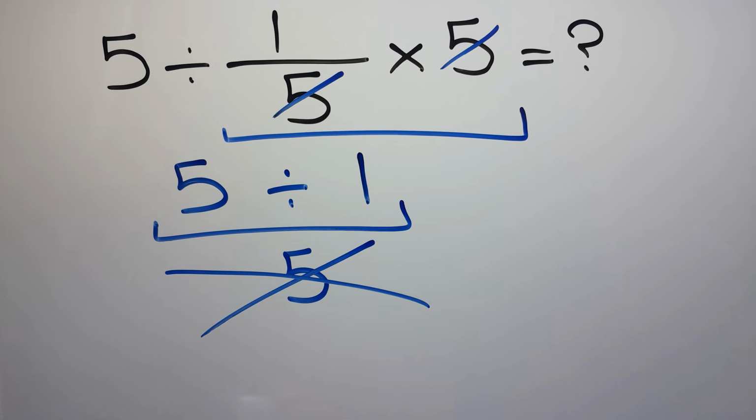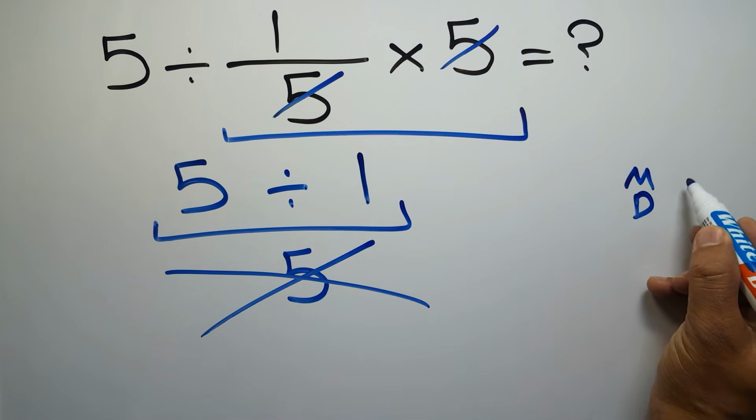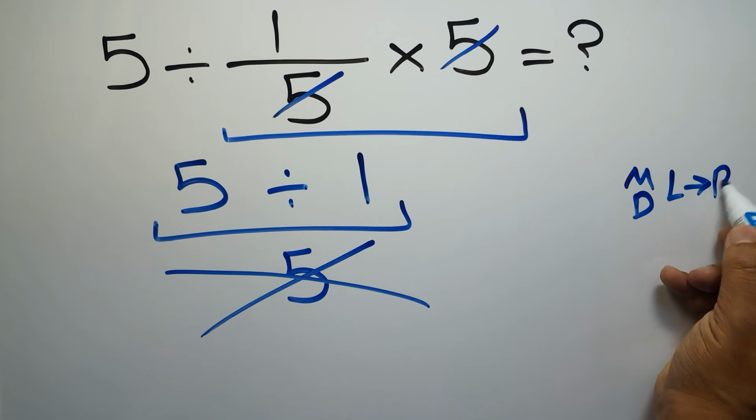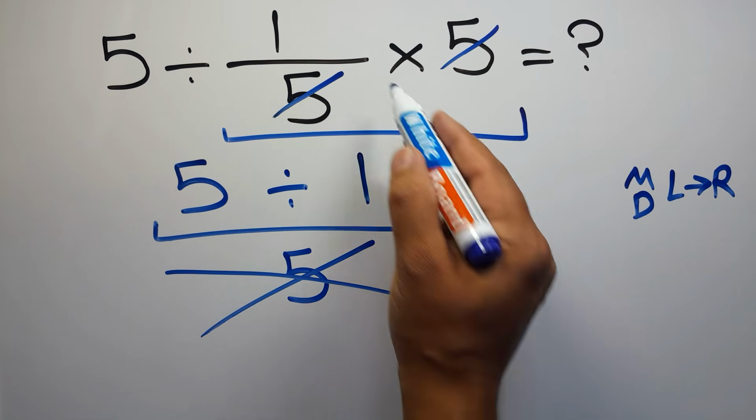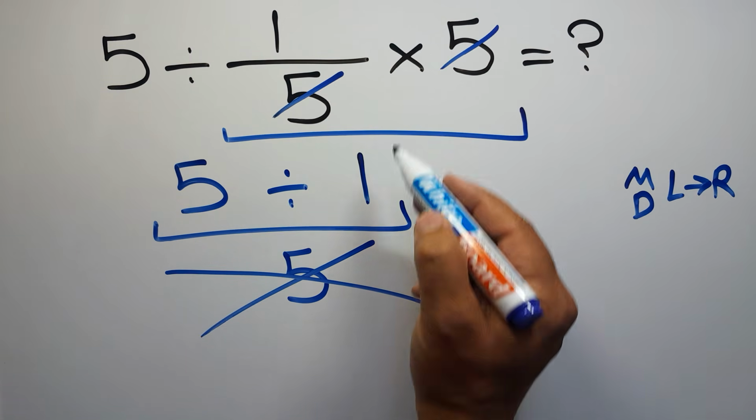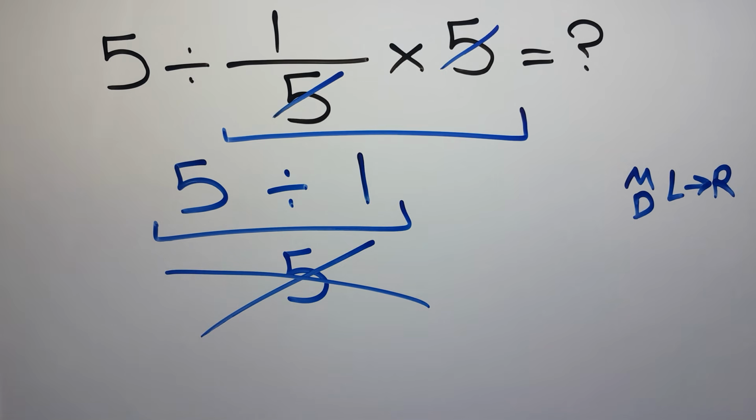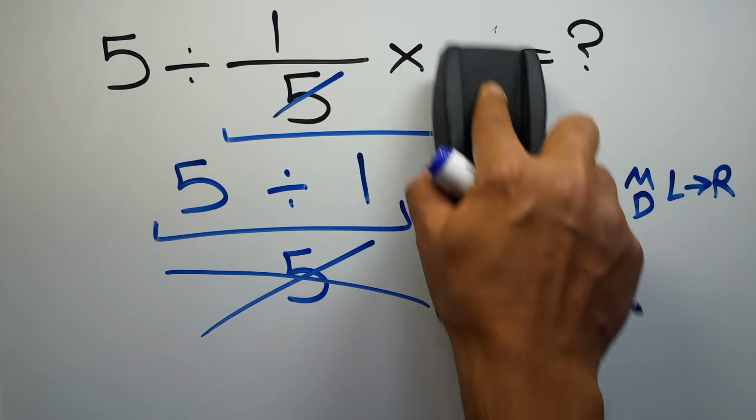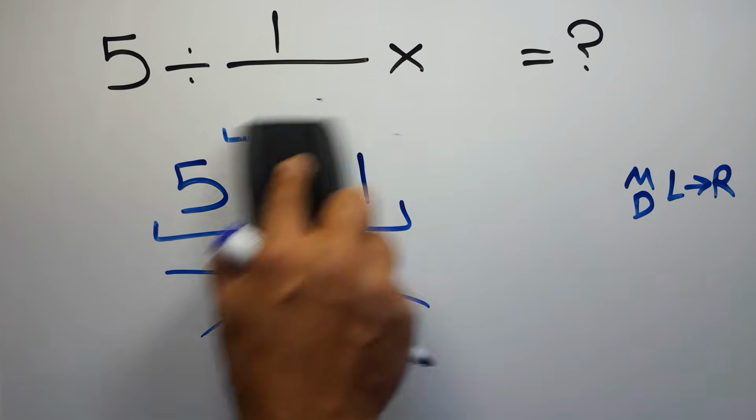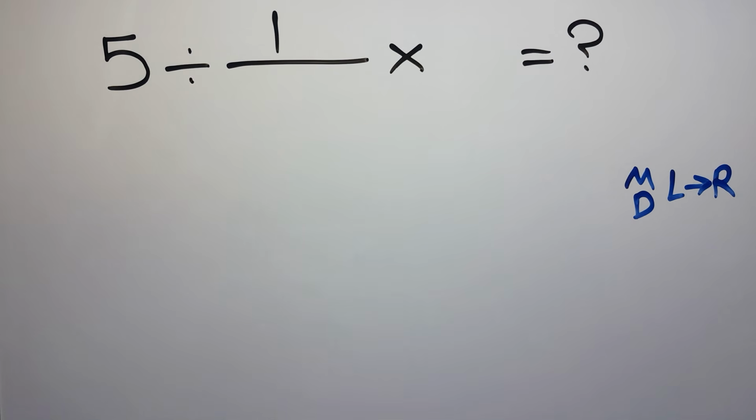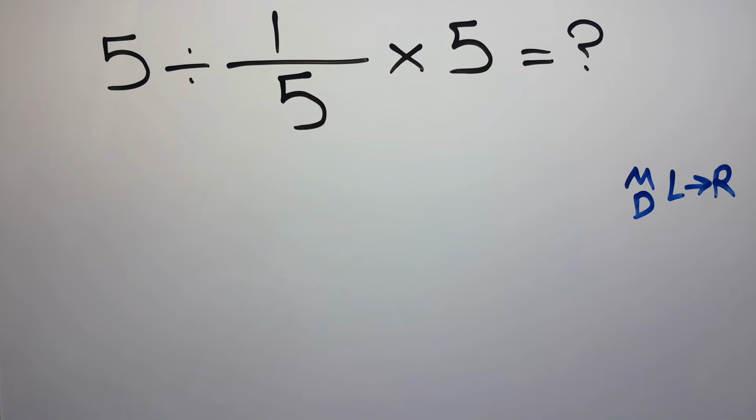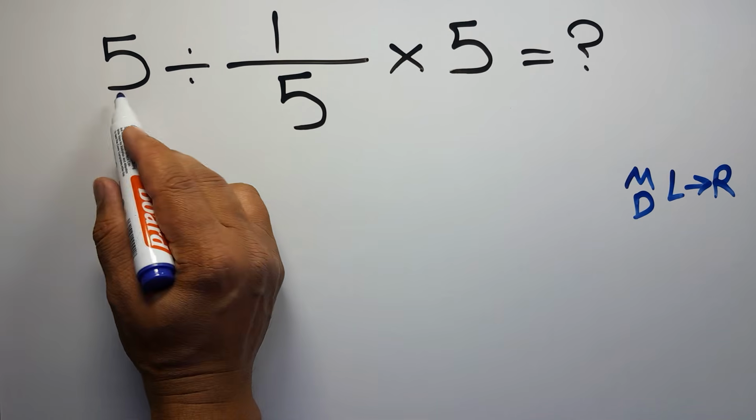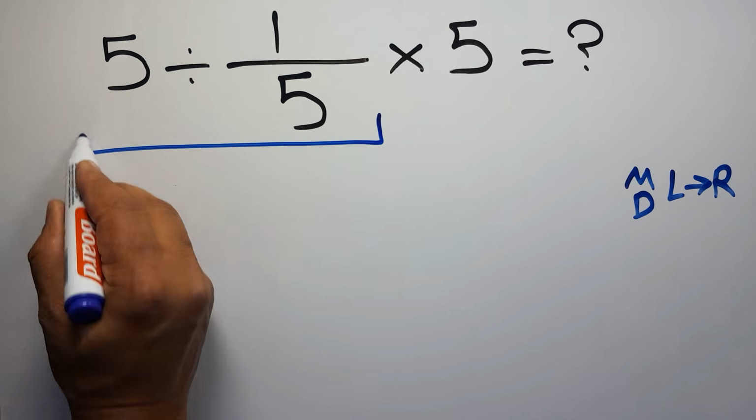Because according to the order of operations, multiplication and division have equal priority and we have to work from left to right. So here, first we have to do this division, then this multiplication. If we do this multiplication before this division, it is wrong. So first we have to do this division, 5 divided by 1 over 5.